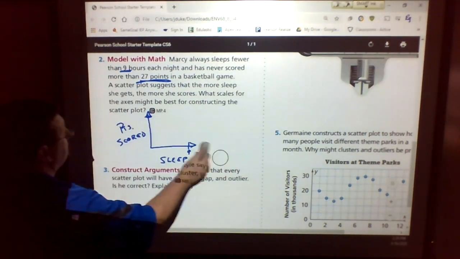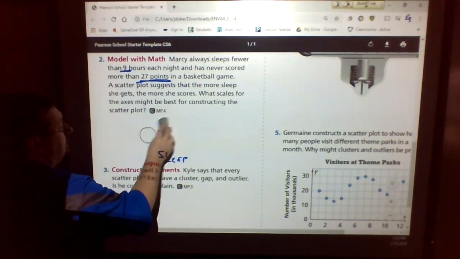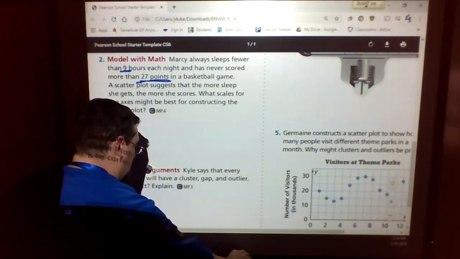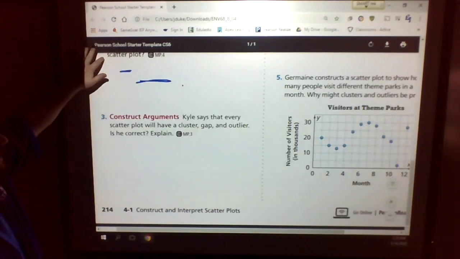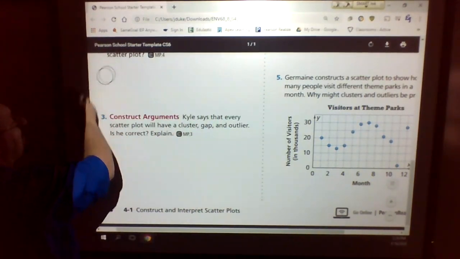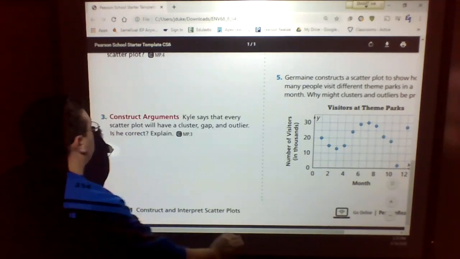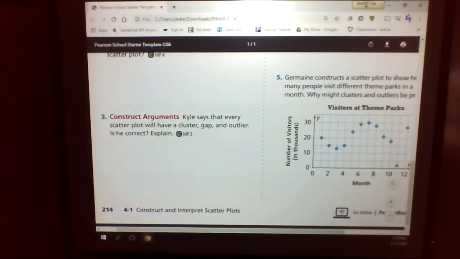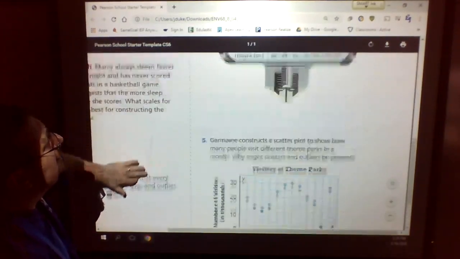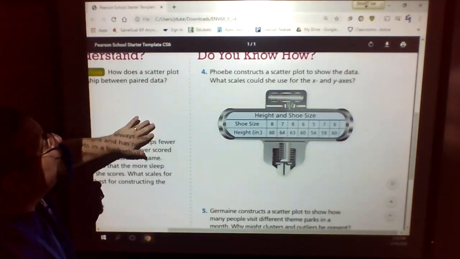In number 3, constructing arguments, Kyle says that every scatter plot will have a cluster, a gap, and an outlier. Is he correct? Explain. What do you think? Think about that and jot some notes down in your book. Let's go up here to number 4.